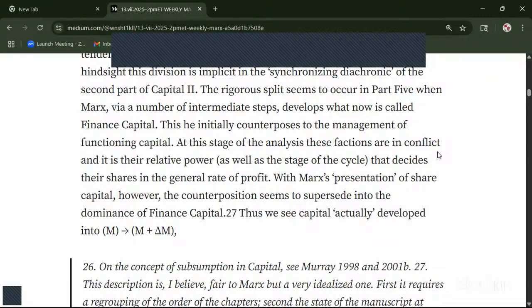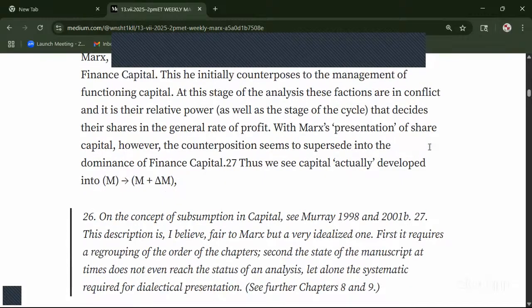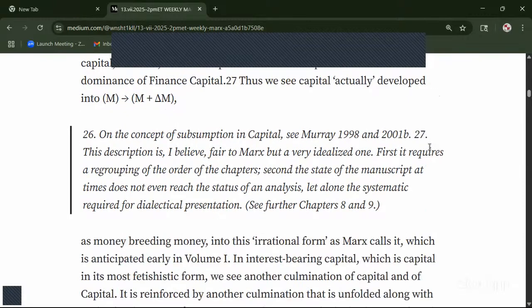Thus, we see capital actually developed into M, which develops into M plus delta M. This is, M becoming M prime, as money breeding money into this irrational form, as Marx calls it, which is anticipated early in Volume 1.